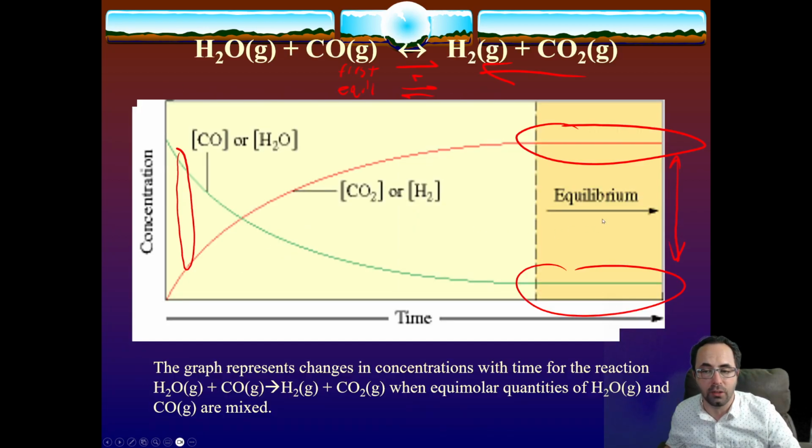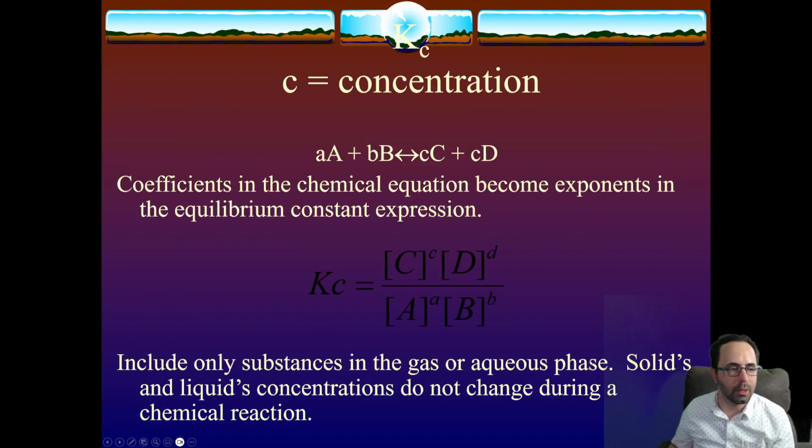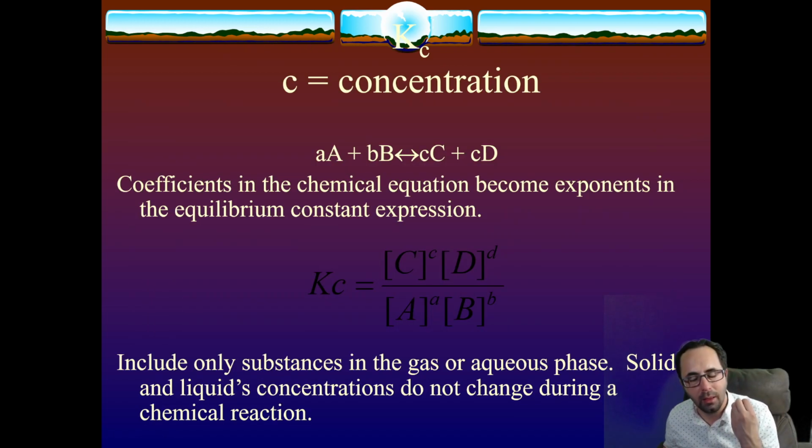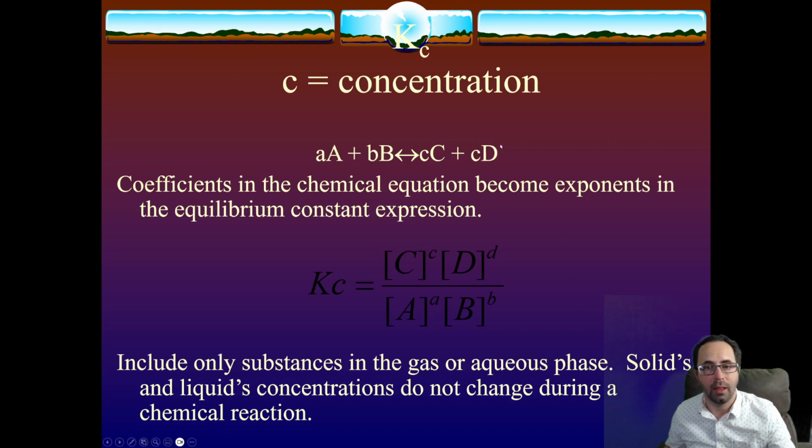Whereas for other reactions like this one, you'll have a lot more products than reactants when you get to equilibrium. So the question is, what kind of math can we do to describe, once we get to equilibrium, how much product there is versus reactant? And that quantity that we calculate is called the equilibrium constant. And it's indicated as K with a little c. The c stands for concentration.